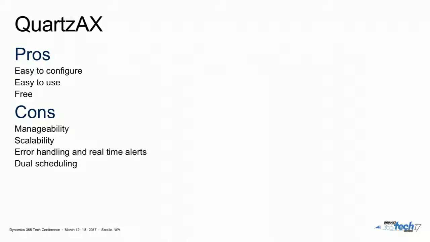Right? So the pros and cons for QuadX. Pros is super easy to configure, super easy to set up. It's free. Cons is because this is a self-hosted solution, you have to manage it, you have to scale it. Error handling, it's got some built-in error handling, but if you want to change error handling flow, you have to touch code. There's no real-time alerts out of the box, but you can extend it to enable real-time alerts. And there's also the dual scheduling because you have to schedule it once inside of X, and then you have to come to QuadX to schedule it again.